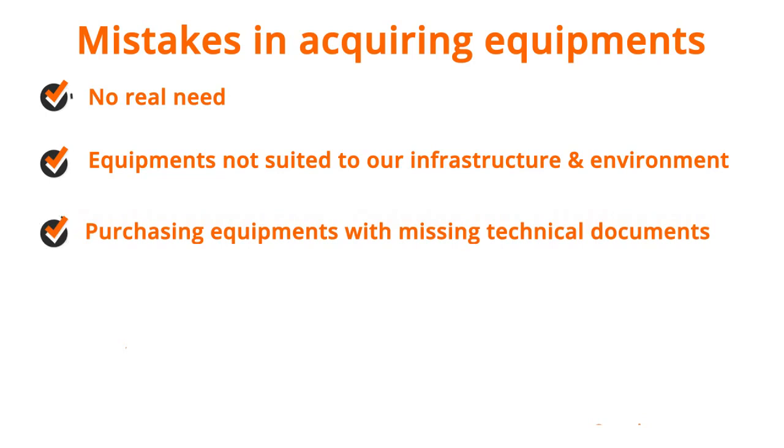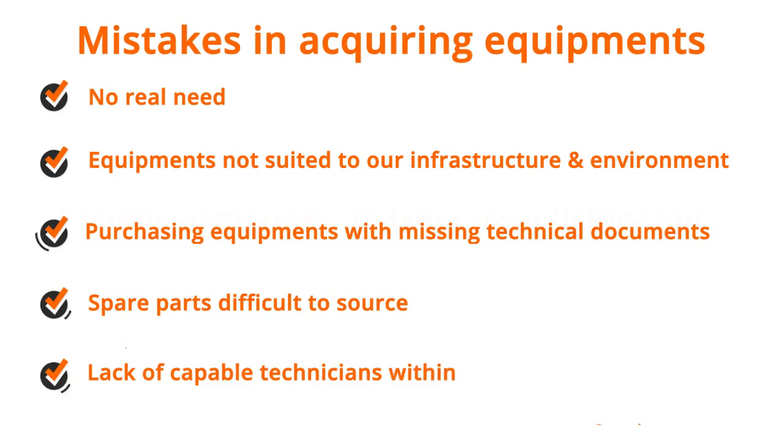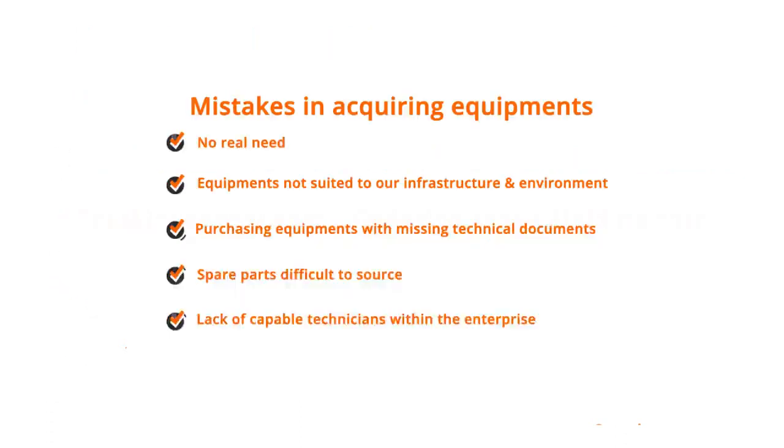Number 3, why purchase an equipment which might have the technical documents missing? Some of us as SMEs are guilty of this. Number 4, spare parts difficult to source. As SMEs, we might be guilty of buying a machine where you need to order the spare parts outside the country of production. And lastly, lack of capable technicians within the enterprise. As SMEs, it's advisable we have workers or technicians within our businesses who can maintain or manage this equipment we've purchased.